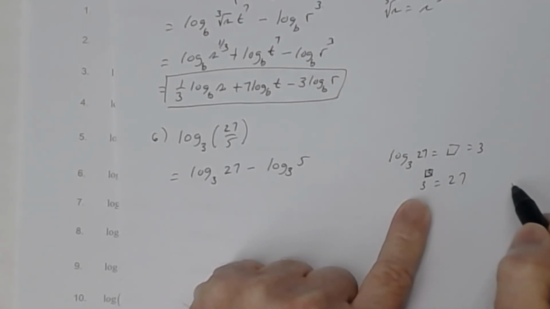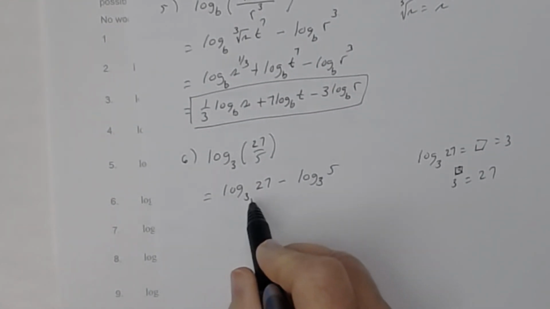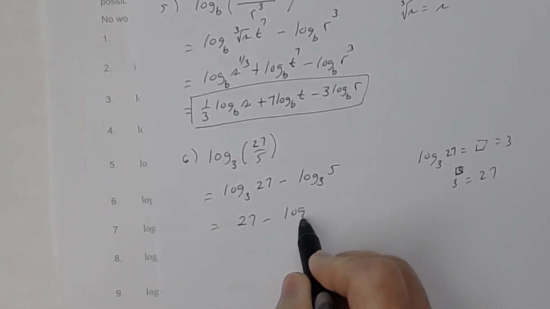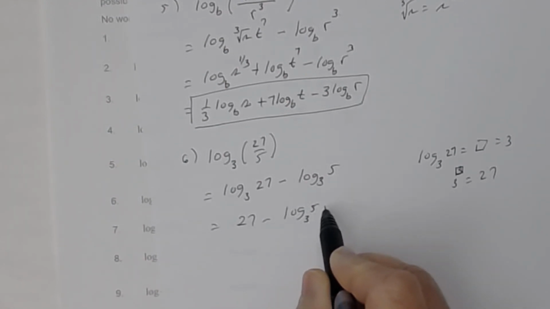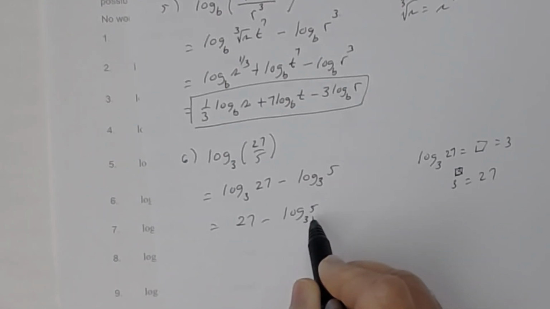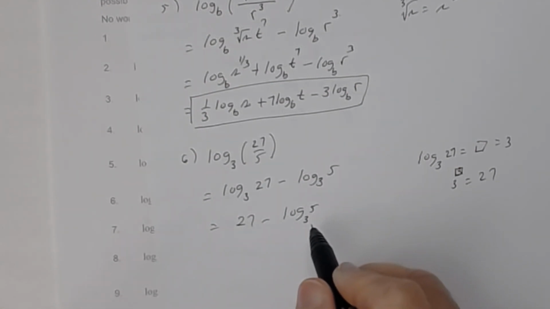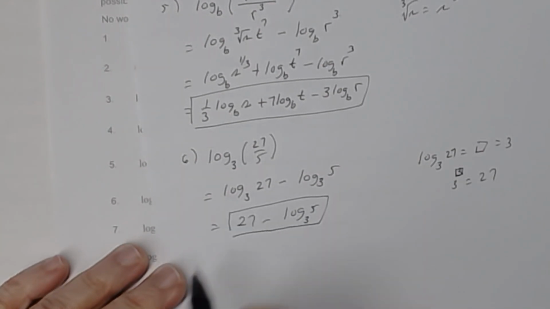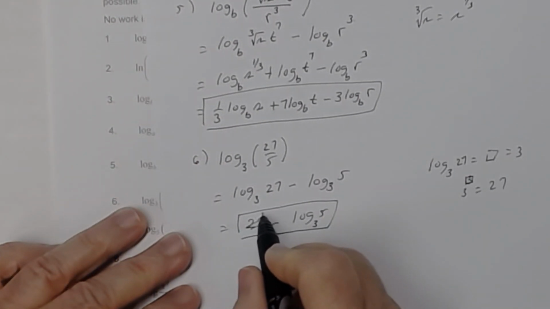So that's 3. So then what that means is that I can write this as 3, because 3 to the third is 27, minus the log of 5 base 3. I cannot simplify the log of 5 base 3. 3 to no whole number is 5. Okay, so that's it. There's your answer. Oh, I'm sorry, that's not 27. Excuse me. That was supposed to be 3, right?